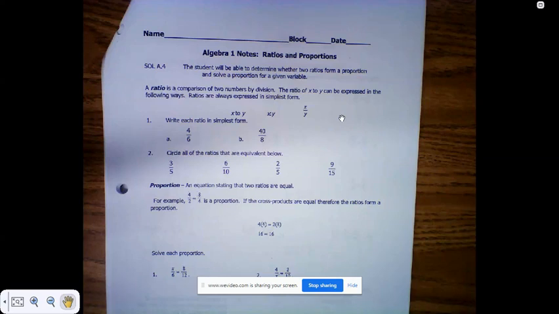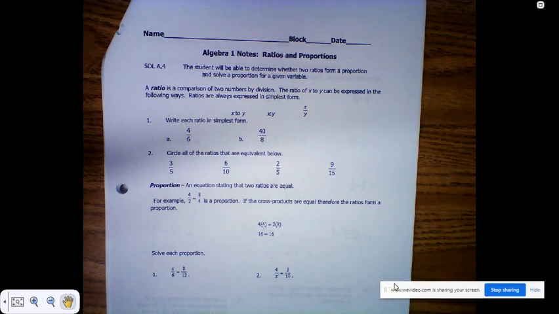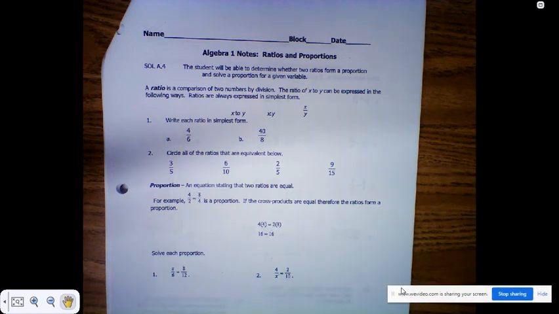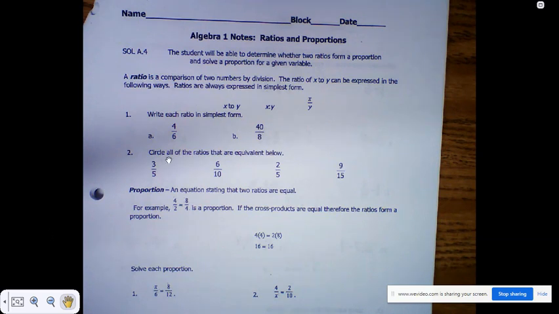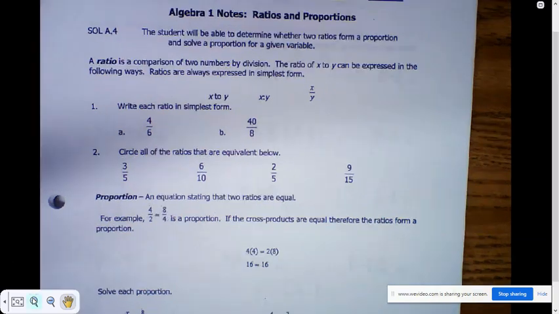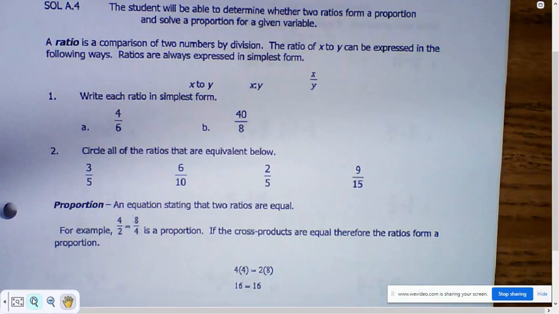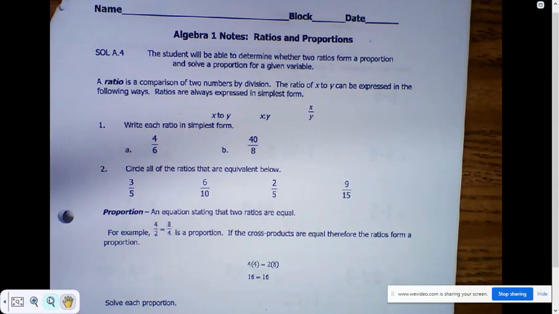Going to talk about ratios and proportions. So the student will be able to determine whether two ratios form a proportion and solve a proportion for a given variable. A ratio is a comparison of two numbers by division. The ratio of x to y can be expressed in the following ways.